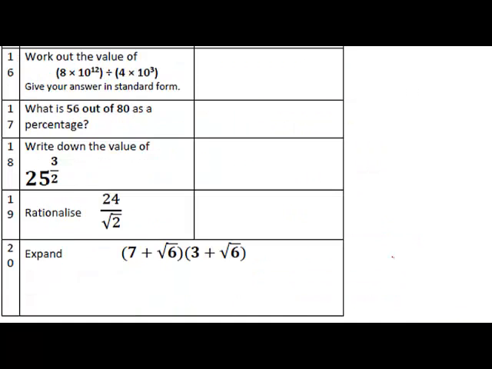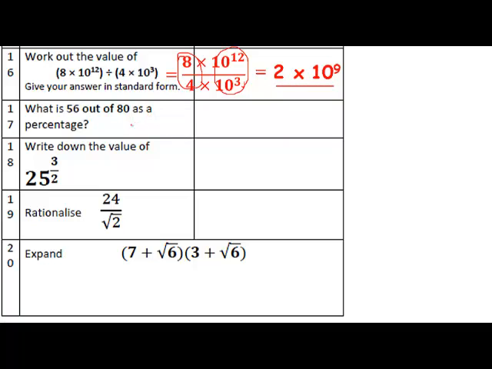Question 16. Write as a fraction first. Do the division. 8 divided by 4 is 2. And 10 to the 12 divided by 10 to the 3. I'm going to subtract the powers. 12 take away 3 is 9. There's my result.